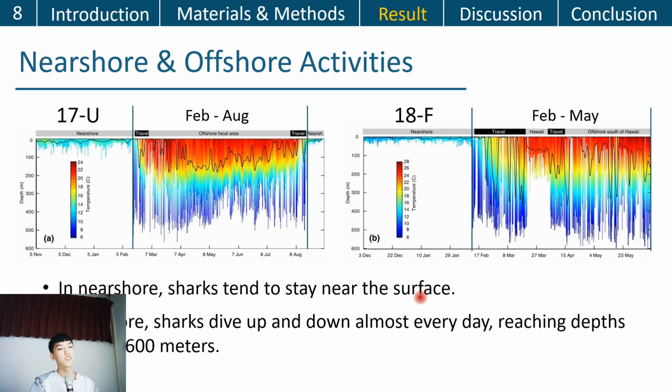And these two charts show their activities in nearshore and offshore. The y-axis is the depth, and the x-axis is the date. The color is the temperature at each depth. And from the last slide, we know the sharks move away from the coast and stay in the core area from February to August. And the rest of the time, they stay on the California coast.